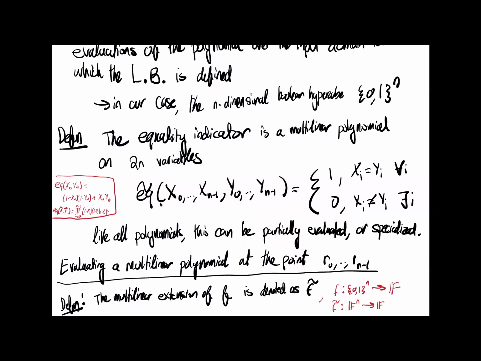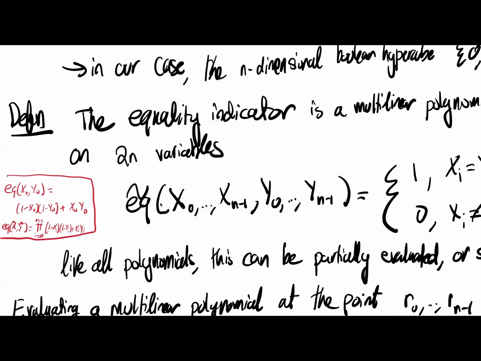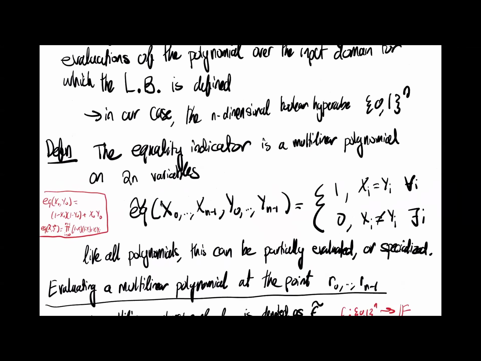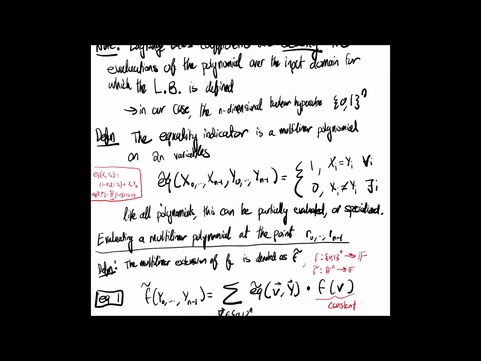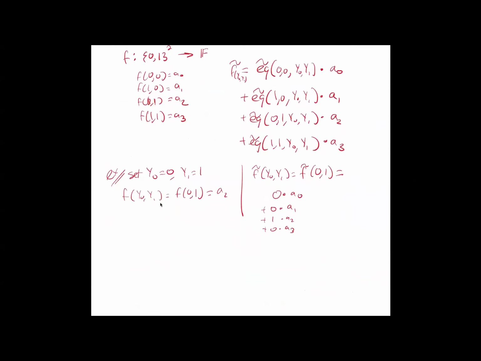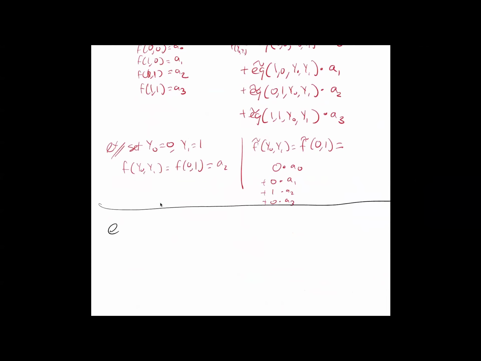Then there exists a unique multilinear polynomial that agrees with those evaluations over the hypercube. I can actually write down the formula for what EQ looks like. Let me create a new page so I can do that. I'll do it here. For instance, EQ of x0, y0 is equal to (1 minus x0)(1 minus y0) plus x0 y0.